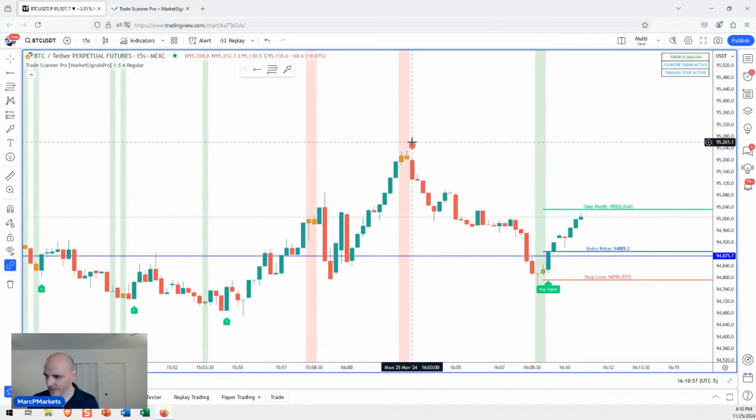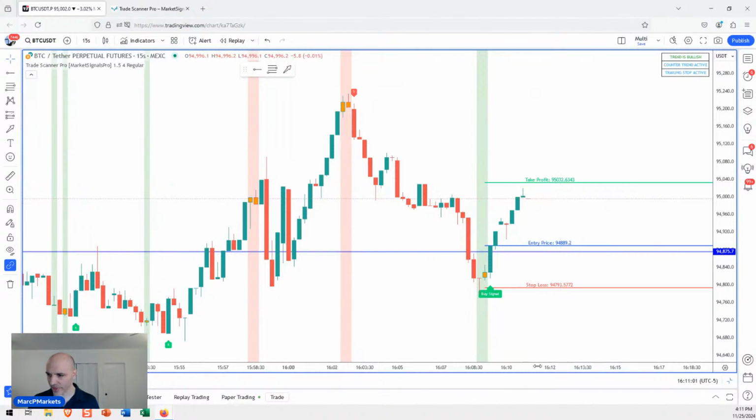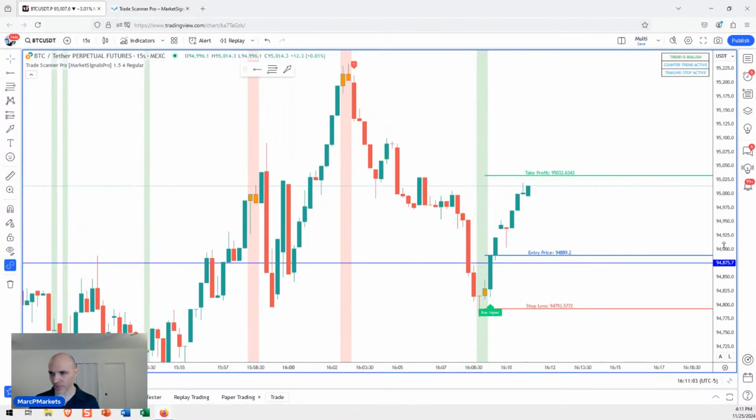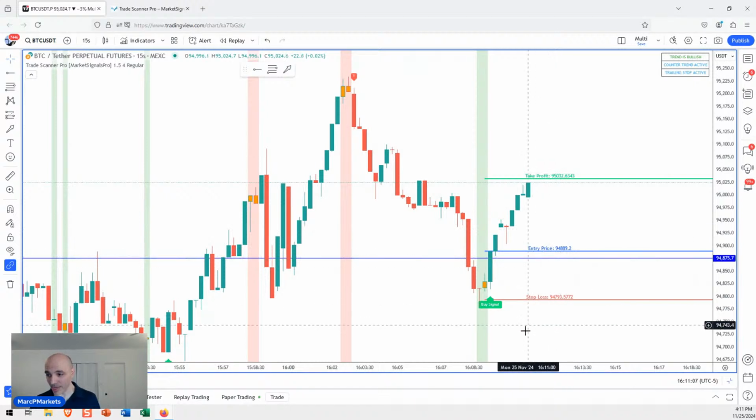Anything here? All right, there was a long. Look, that long was called very quickly on my 15-second chart. It's almost at the profit objective. I'm not going to buy it now. But you can see this was my idea.